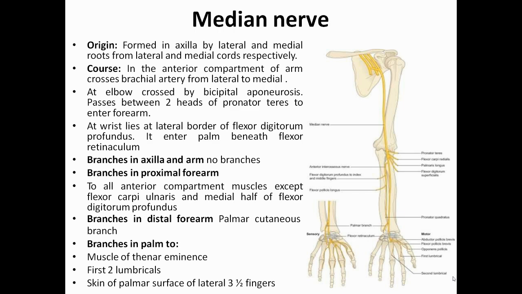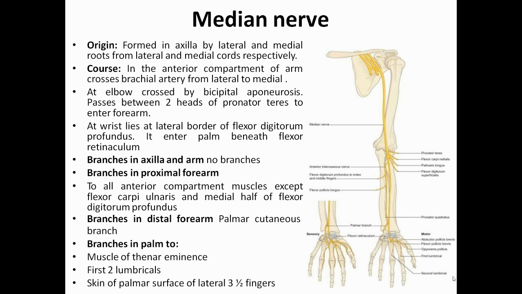Now we will see the median nerve. It is formed in the axilla by lateral and medial roots from the lateral and medial cords respectively, and courses in the anterior compartment of the arm, crossing the brachial artery from lateral to medial. At the elbow, it is covered by the bicipital aponeurosis and passes between the two heads of the pronator teres into the forearm. At the wrist, it lies at the lateral border of the flexor digitorum superficialis, then it enters the palm beneath the flexor retinaculum.